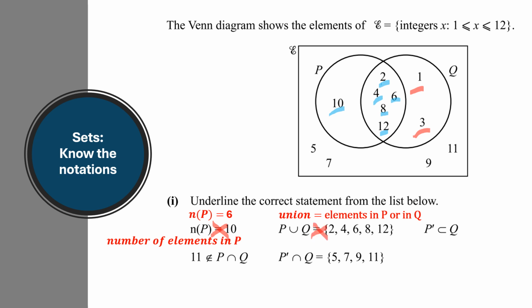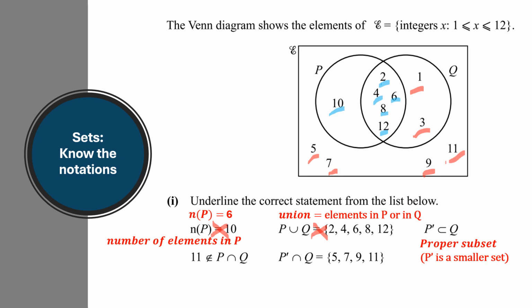So with this, we move on to the next one on the right, which is P complement. And this symbol stands for is a proper subset. A proper subset simply means that P complement must be a smaller set of Q. So now let's take a look at P complement. Where is P complement? P complement is actually those elements that are outside of P, which means include 1, 3, and I should also include 5, 7, 9, and 11.